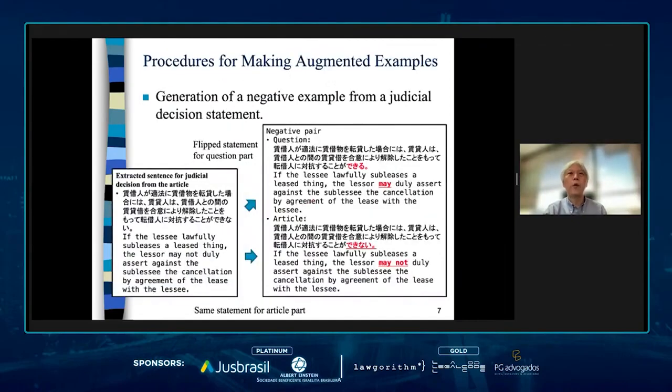This is an example of making an augmented example. This is the original statement, and from this statement, it says that it may not. So we copy this statement to the article part. However, for the question part, we remove not from there. Because of that, this article cannot entail this question statement.